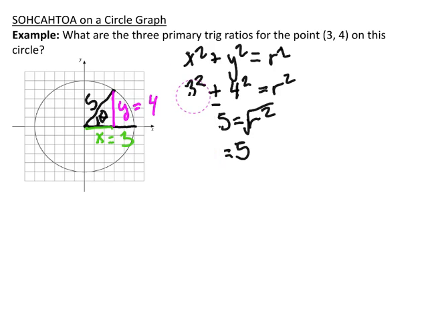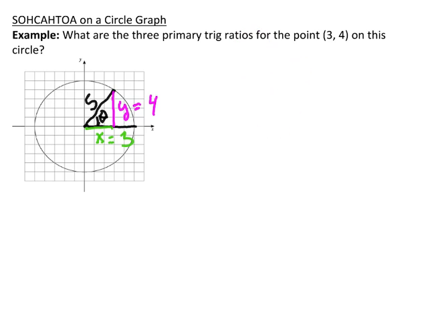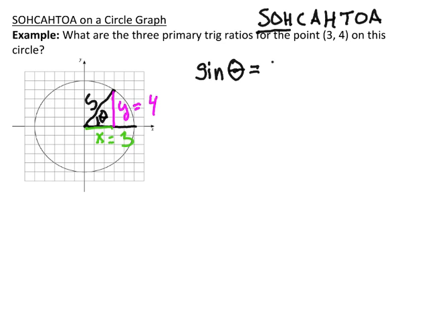All right, knowing that, we can write down our 3 primary trig ratios. The first one is sine. Sine of your angle, in general, is, if I write down SOHCAHTOA here, sine is the opposite over the hypotenuse. So for us, the opposite side from this angle would be y, and the hypotenuse would be r. So the numbers there, the sine of theta is 4 over 5.